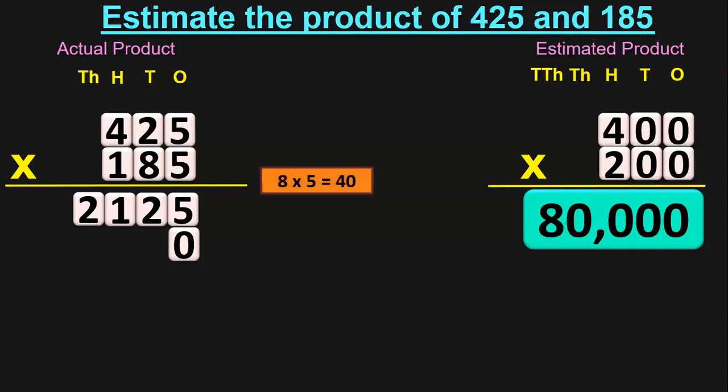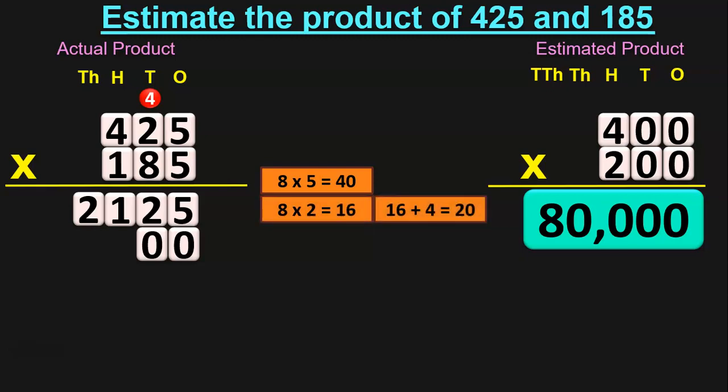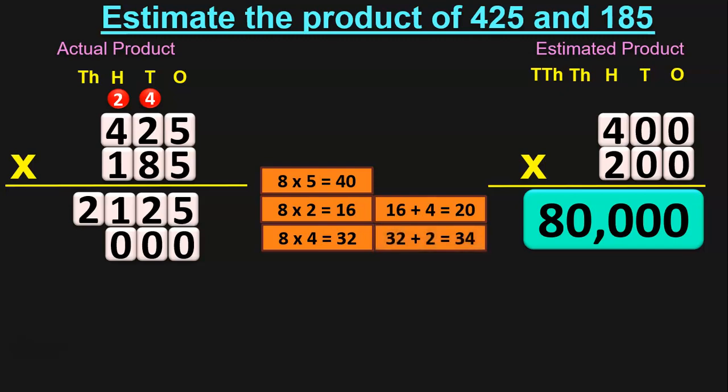Now 8 into 5 is 40. 0 carry over 4. Next, 8 into 2 is 16. 16 plus 4 is 20. 0 carry over 2. Next, 8 into 4 is 32. 32 plus 2 is 34. 4 and 3 will move to the 10,000s place.